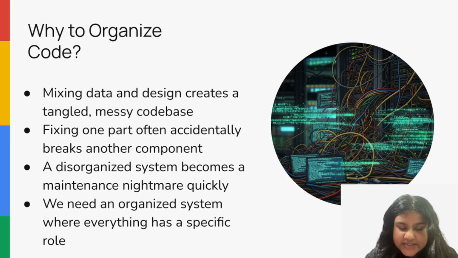A disorganized system becomes a maintenance nightmare because there is no source of truth. Every part of the code knows too much about every other part. We need a system where each class has a single responsibility, a concept known as the single responsibility principle. We need organization where everything has a specific deterministic role, ensuring that a change in the UI layer doesn't ripple down and corrupt your data layer.